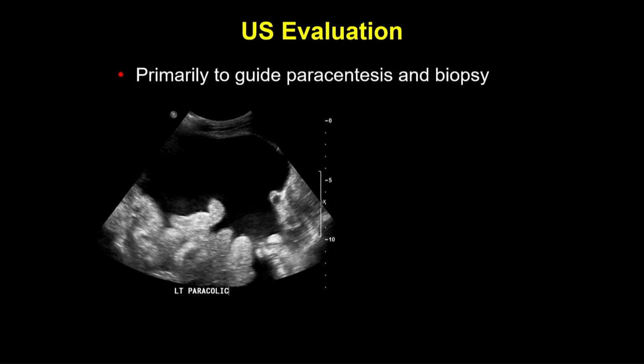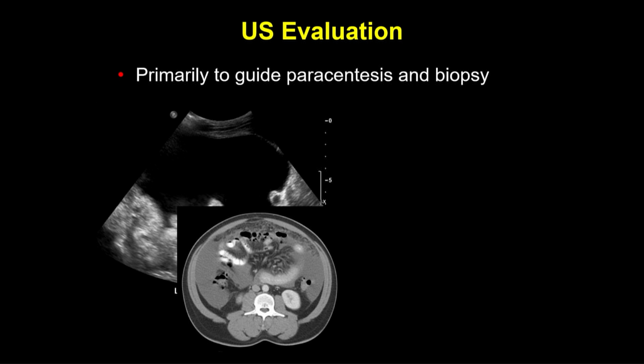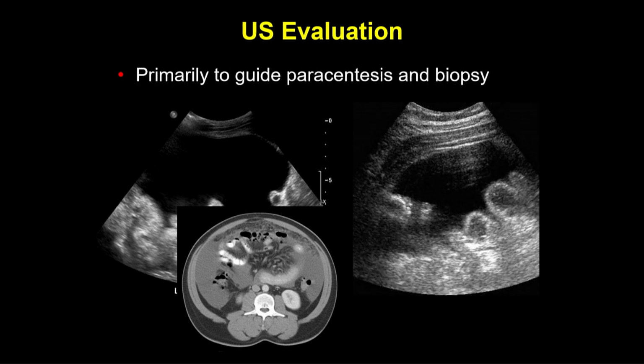Let's talk about ultrasound. We know this is used to guide paracentesis and biopsy, pretty obvious. I'll show a lot of pathology along the way. This is a patient that just happened to have peritoneal sarcoidosis. That's actually a very rare manifestation of sarcoidosis.